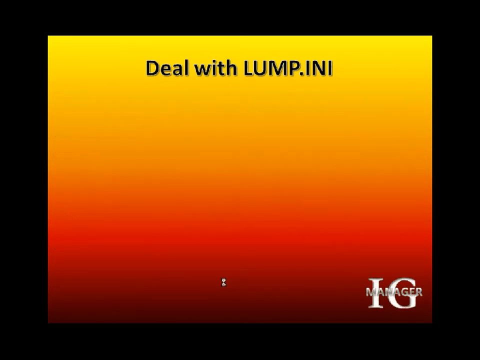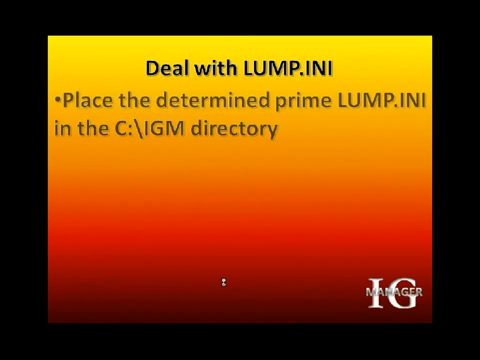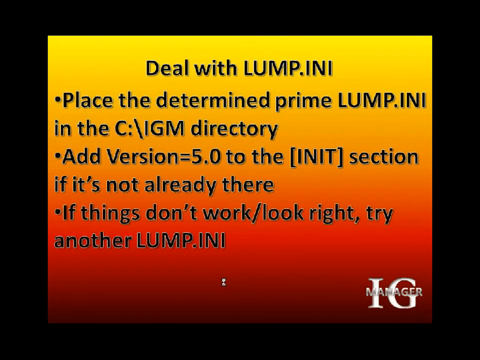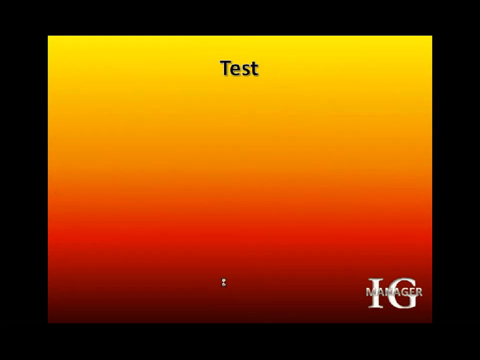Once you know what the prime one is, you're going to put it in your new IGM directory, and you're going to make sure it has version equals 5 in the init section, if it's not already there. And as you're going along, if things aren't right, if the port settings are wrong, the statement setup is wrong, then you probably have the wrong INI. Put another one in there, put one of the other ones you had found in, do this to it, and try to run off of that one. Which leads you right into testing.